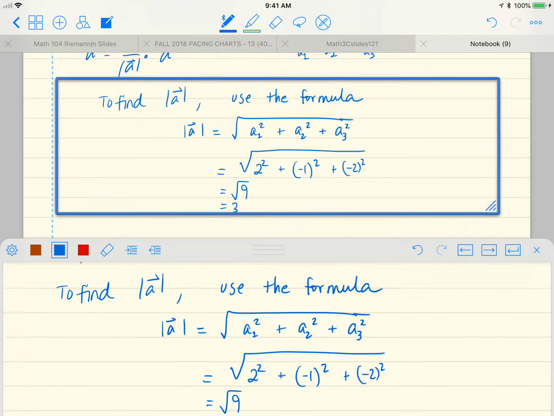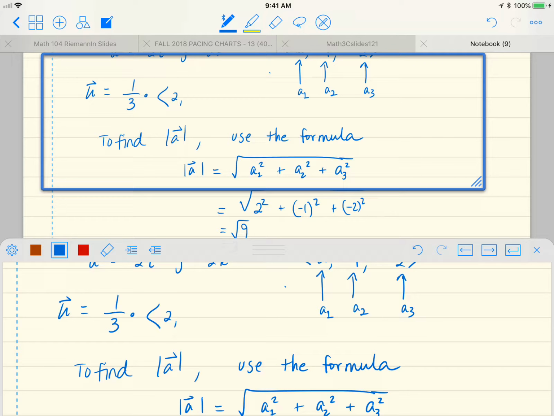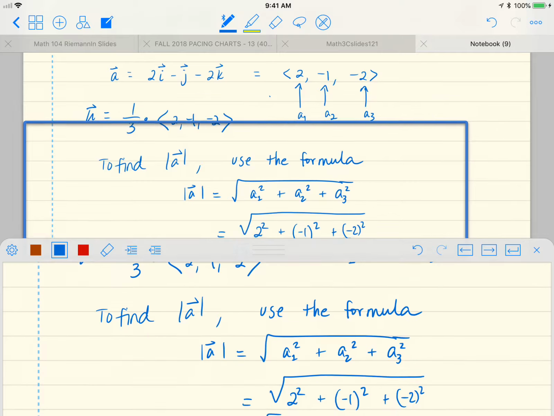Okay. So I can put that back in my formula here. So I'll have 1 over 3 times A. Now what is A? A is 2, negative 1, negative 2. Right? 2, negative 1, negative 2.